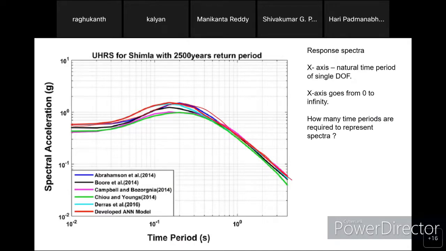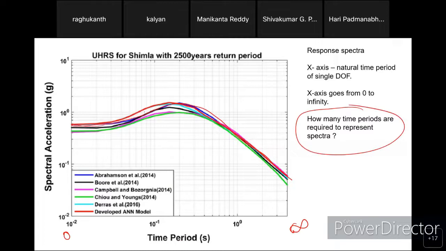Now, response spectra, you can compute for any natural period you want actually. So the x-axis goes from 0 to infinity, and there is no bound actually on the response spectra, because response spectra is the response of a single degree of freedom system. So you can go from 0 to infinity. Now how many time periods are required, say?